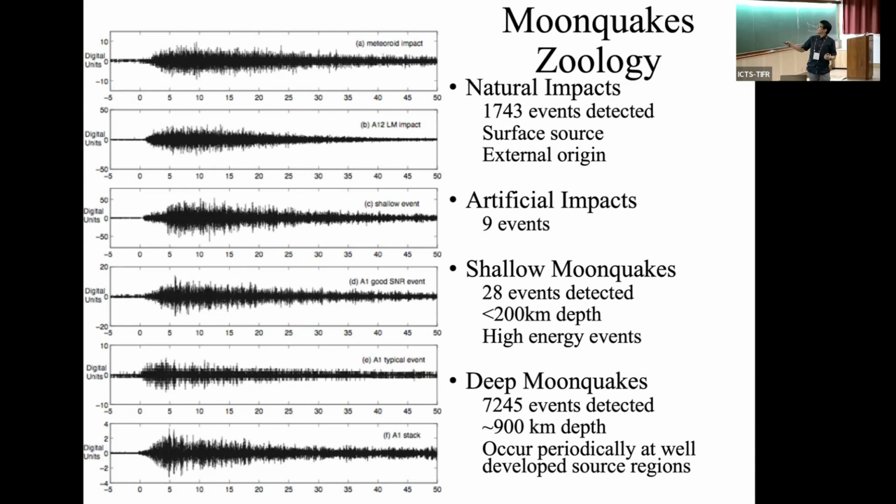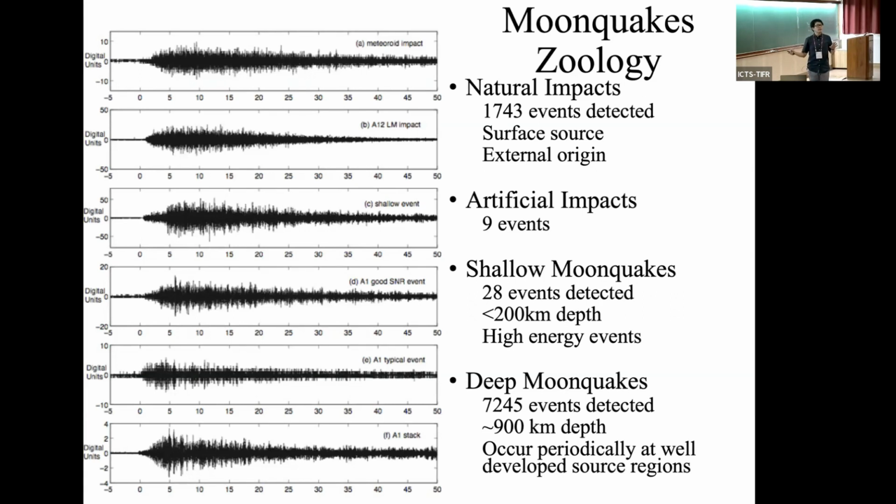Then we also have shallow moonquakes. These are the biggest moonquakes that we observed, and this includes the magnitude 5, the biggest one that we observed. But it's rare. During the 7 years of observation, we only had 30 of them. A large portion of the seismic events that we saw were deep moonquakes, which occur at about 900 kilometers in depth, which means almost halfway down in the lunar structure.